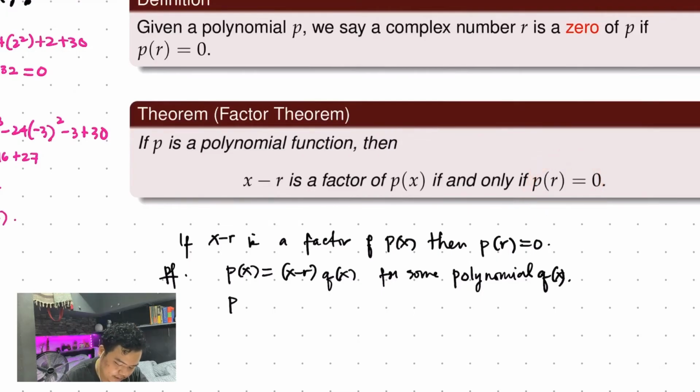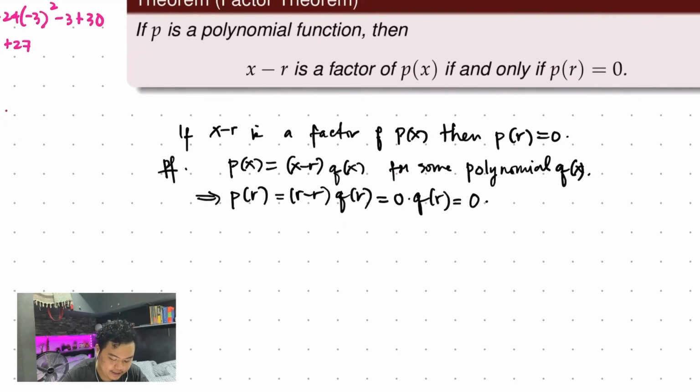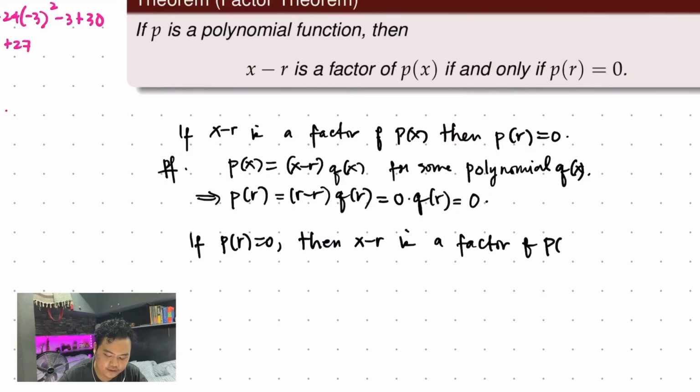Kailangan mo makompute yung p of r na 0. So, plug in natin yung r: r minus r times q of r is 0 times q of r. But q of r is just a number or a constant. So, 0 times a constant is 0. Papakita natin, p of r is 0. So, yung pabalik naman: if p of r is 0, then x minus r is a factor of p of x. What is the proof?